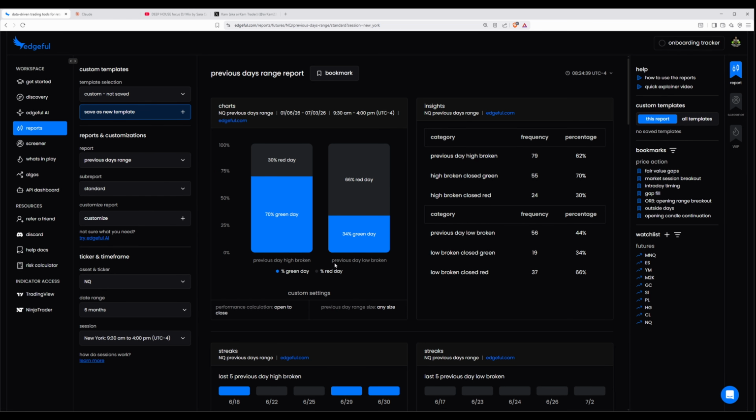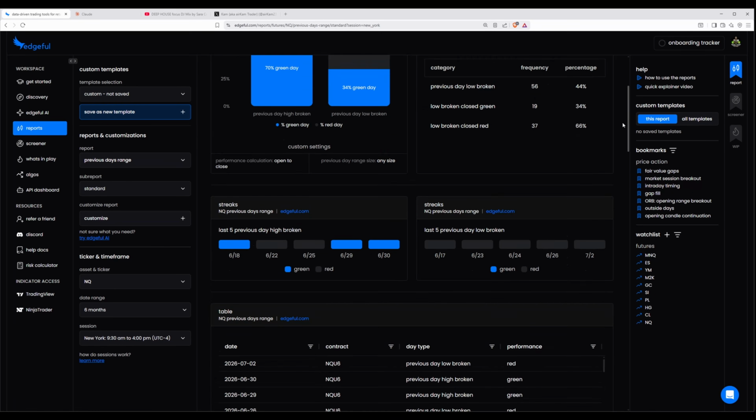Similarly, if the previous day was a red day, so if yesterday was bearish and you broke the previous day low, 66% of the time it's going to be a red day. Okay. And the great thing about index futures is, by the time you hit 9:30, 10 a.m., you've had a big move already and you've probably taken the high or low of the previous day. You have your daily bias.